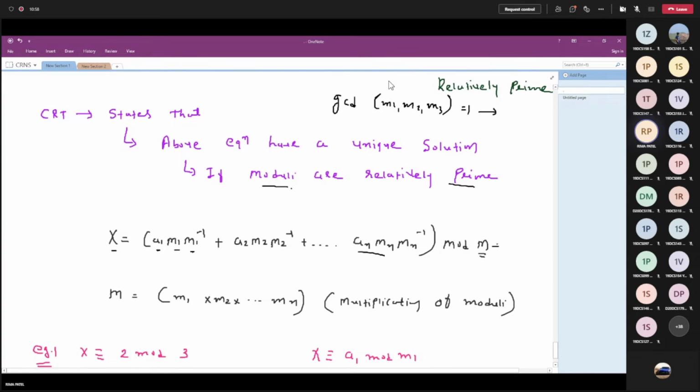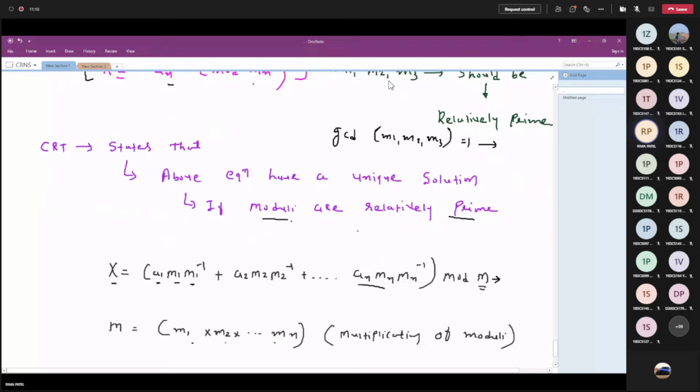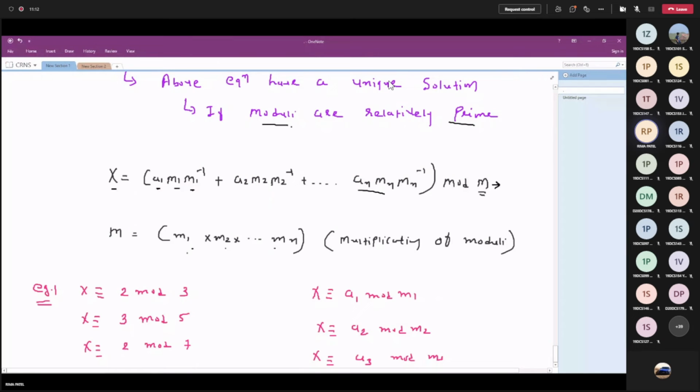Now, how to find the value of M? The equation is M equals m1 into m2 up to mn. Let's say in the above equation we are having three moduli, m1, m2, m3. So what I will write over here is m1 into m2 into m3. So that is the value of M.